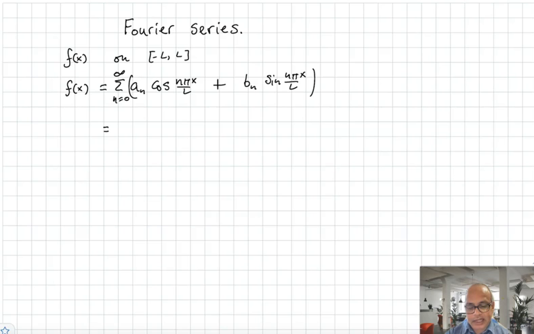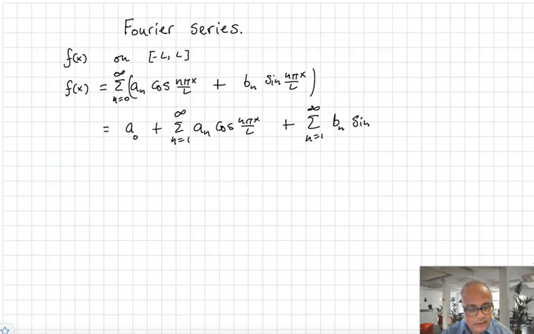So if I set n equals 0, sine of 0 is 0, so the second term will be gone. Cos of 0 is 1, so we will get a0, and the rest of the thing I can write from n equals 1 to infinity a_n cos(n pi x over L) as is, and from 1 to infinity b_n sin(n pi x over L).